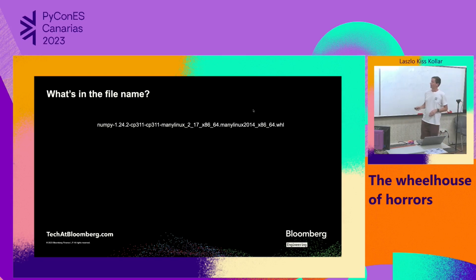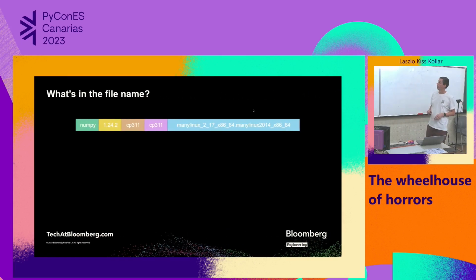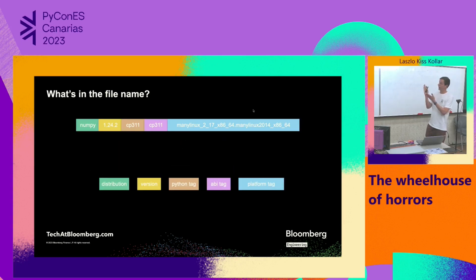If we now split this up into the tags, you see there are a few words here which we can decipher from the file name. These are the wheel tags: distribution, which is NumPy, version 1.24.2. The Python tag and ABI tag tell us what CPython version this was built against and what ABI it requires. So basically it just tells you that you need CPython 3.11 for this wheel. And then the last one is the platform tag.